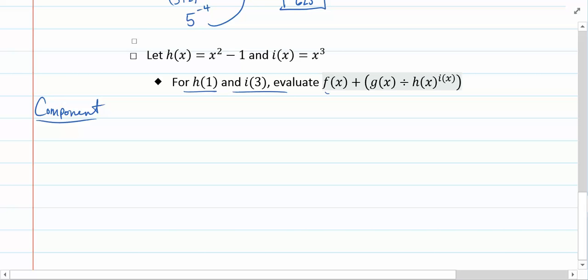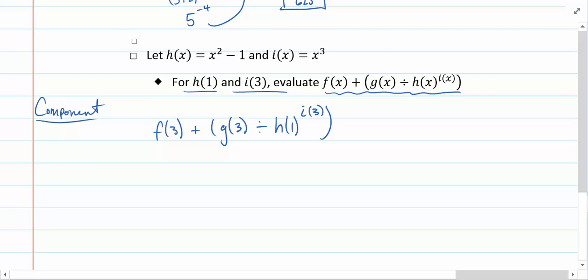So let's see what we can get by working through this problem. F of x, through our examples here, has been evaluated at 3 each time. We'll add to it the result of g of 3, because g has been evaluated at 3 as well. We'll divide that by h of 1. That's raised to I of 3. So let's see what we get.